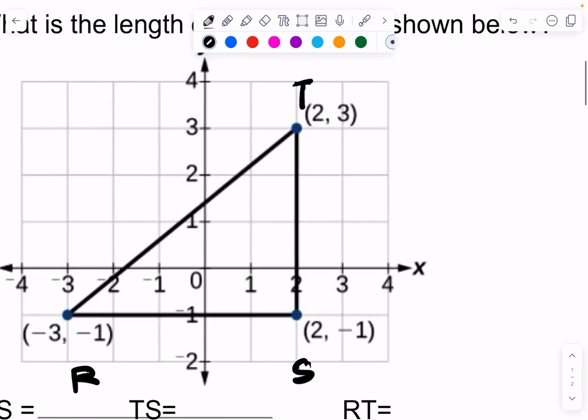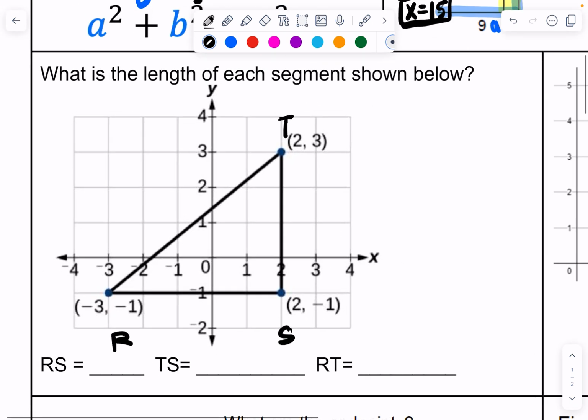So now we have a triangle, particularly a right triangle on a coordinate plane. Okay, so what we're going to do is find the length of each segment below. So I'm going to highlight our first segment. I'll highlight it in blue. Our first segment is going to be RS. And all we're going to do is count from one endpoint to the other endpoint. So I'm going to count over 1, 2, 3, 4, 5. So RS has a length of 5.